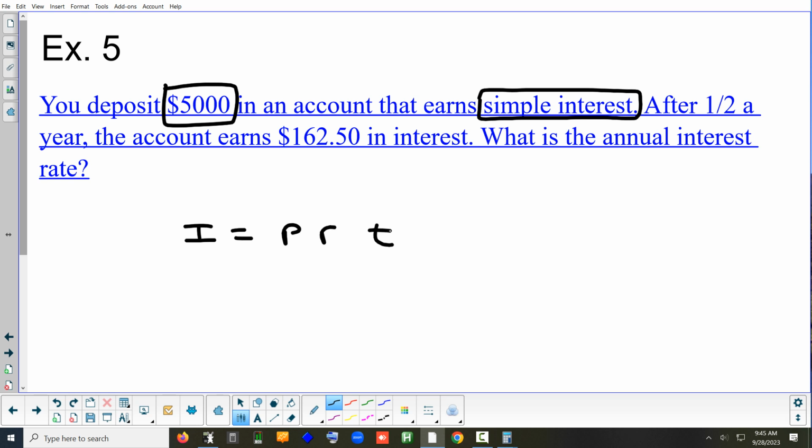And we've got to figure out what all these things are. It says after half, or 0.5, of a year, the account had this much interest. We're going to calculate the rate. So if we're going to calculate the rate, what letter are we trying to solve for in this formula? R. Yep, we're going to try to solve for the R. So that means we need to fill something in for the I, the P, and the T.